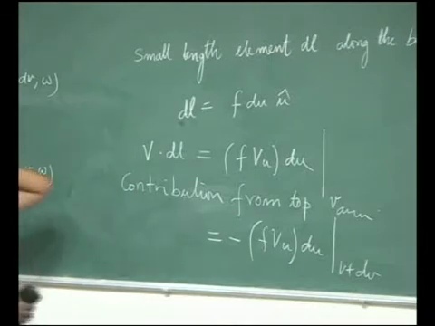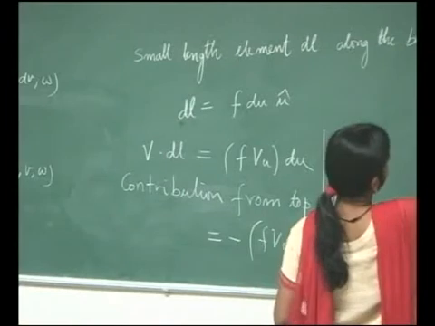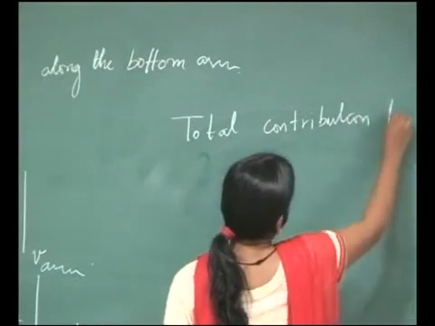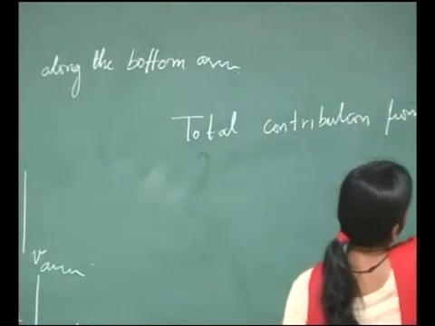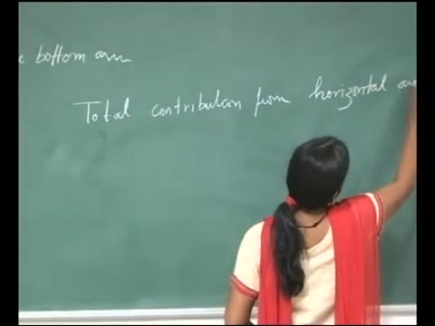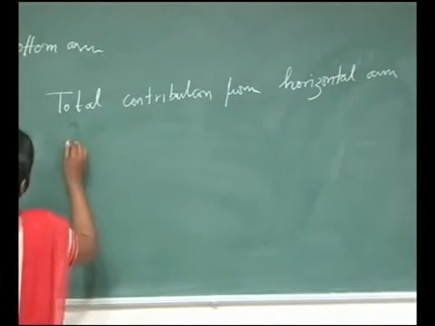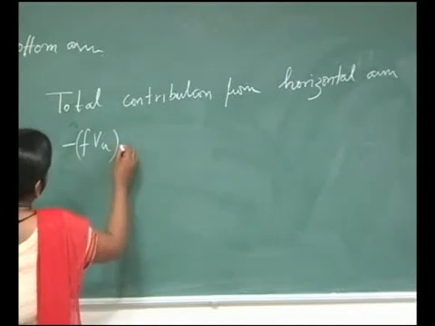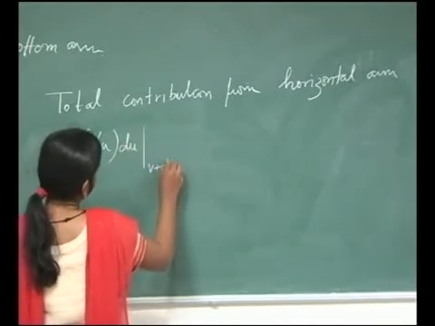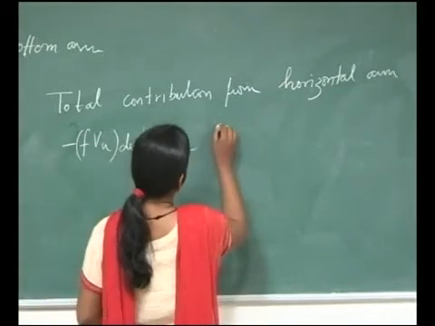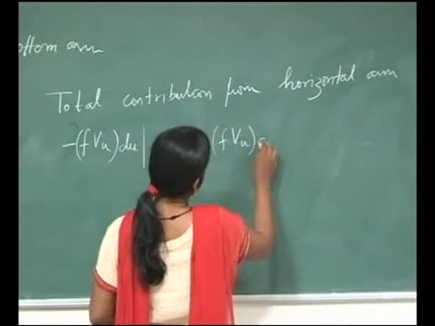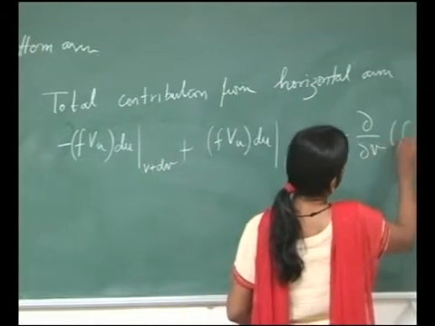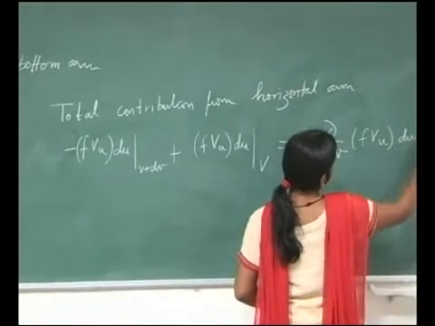Okay. So the total contribution from horizontal arms would be equal to f Vu du at V plus dV plus f Vu du at V, and this is equal to minus del over del V f Vu du dV.